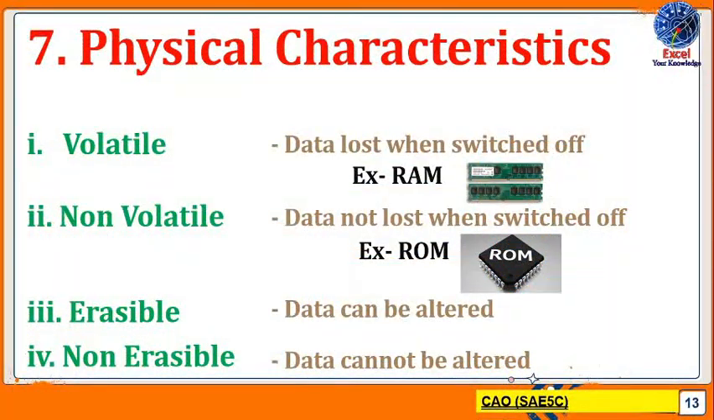The physical characteristic of memory can be volatile or non-volatile. Volatile means the data is lost when switched off; it is not a permanent memory. Non-volatile, for example ROM, read-only memory, is a permanent memory fabricated in the motherboard of a system, where the data will not be lost even if you switch off the system. The next characteristic is erasable, where data can be altered or modified. Non-erasable means data cannot be altered.